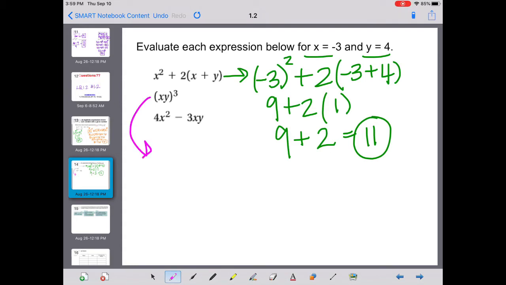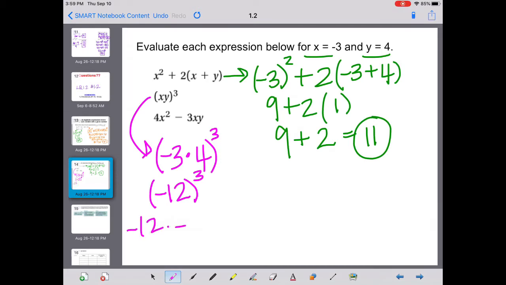Next, inside the parentheses, we have negative 3 times positive 4, and all of that will be to the third power. A negative 3 times a positive 4 is negative 12 to the third power, which means I have a negative 12 times a negative 12 times a negative 12. Negative times negative times negative keeps it negative. And 12 times 12 times 12 is 1,728.